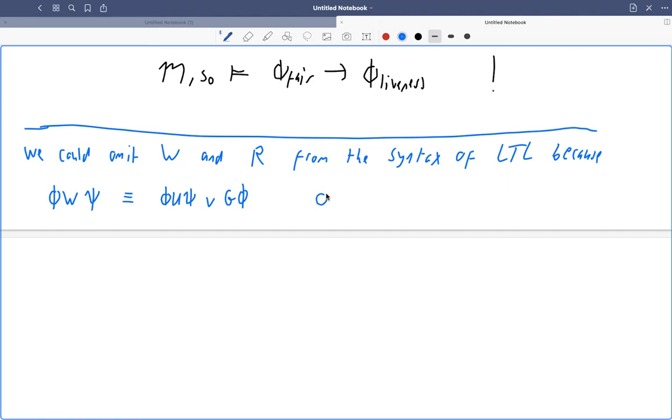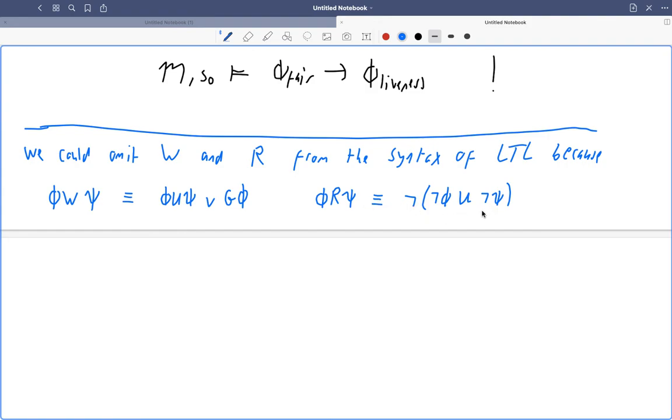And phi releases psi is equivalent to not (not phi until not psi). The first equivalence is easy to see, I ask you to think about it and see it for yourselves. The second one is not easy to see, and it's a good exercise to think about it. It will really help you understand the semantics of LTL.